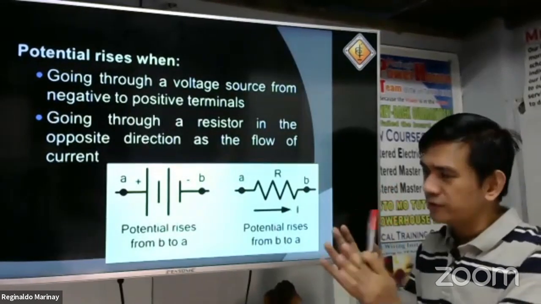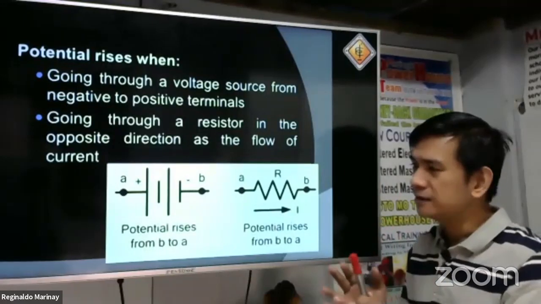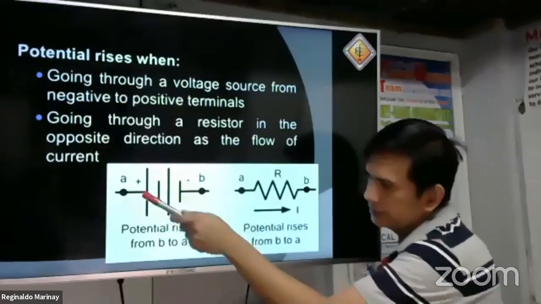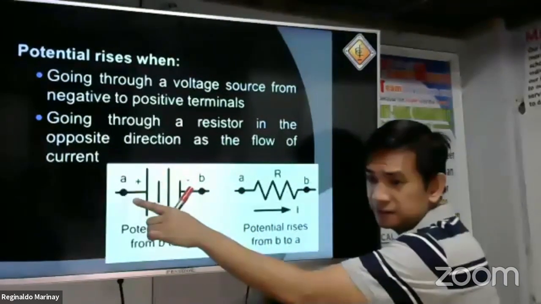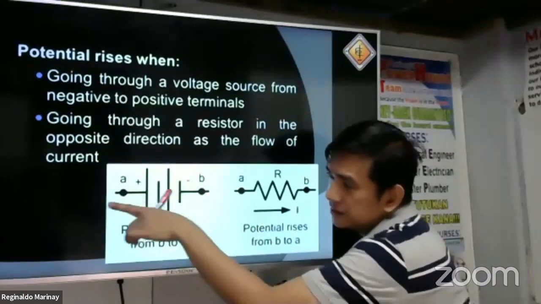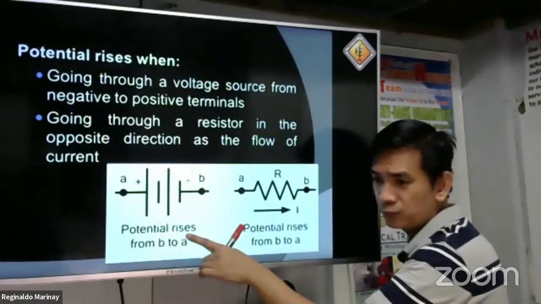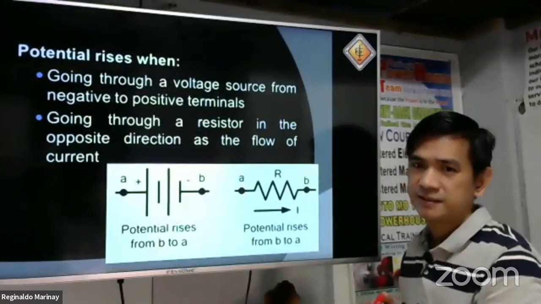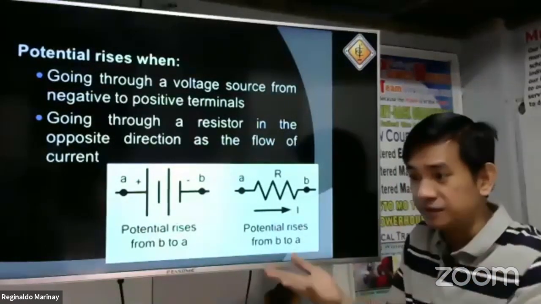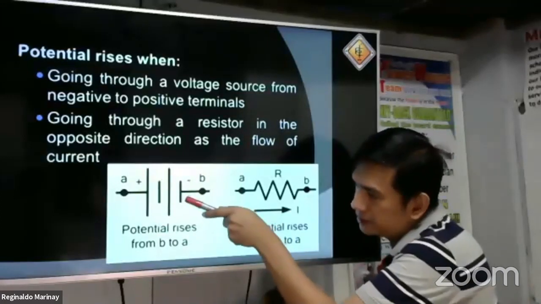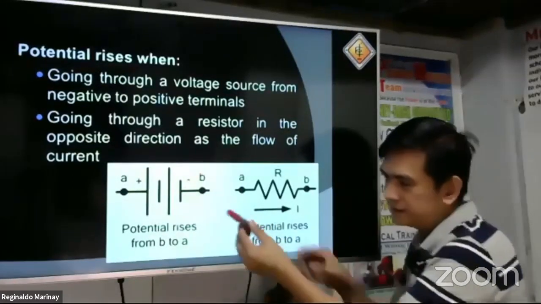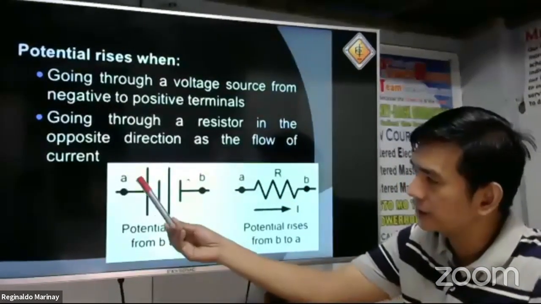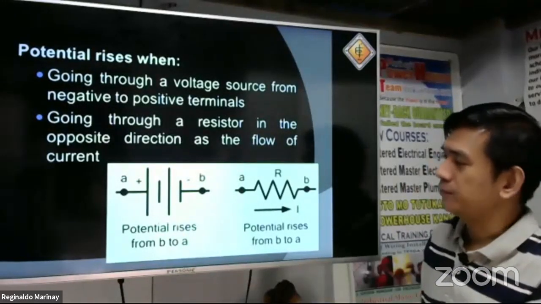I have a little technique for this. If the current leaves the positive terminal of the source, it leaves there. So when it leaves the positive terminal, it is a potential rise. When it leaves the positive terminal, we have what we call the potential rise. Meaning, if that is positive, there is a rise. Let's say this marker is the current flow, so it leaves the positive terminal, therefore it is positive. That is a potential rise.